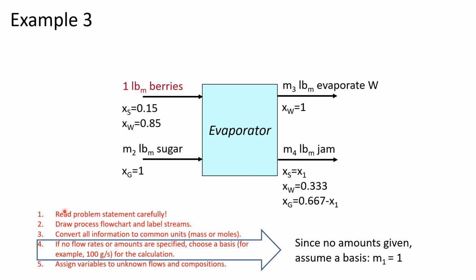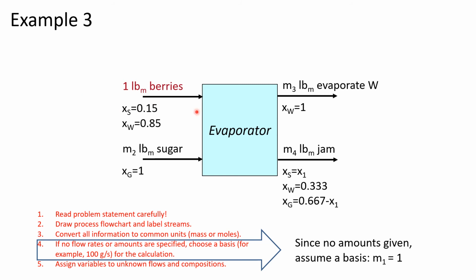Let's go back to the problem-solving process and look at step 4 again. If no flow rates or amounts are specified, we can choose a basis for the calculation. We can choose an amount for any one of the streams. Since none are given, let's just assume that we have 1 pound mass of berries we're going to be mixing. So we'll put 1 up here for m sub 1. We'll replace m sub 1 with the numerical value 1.